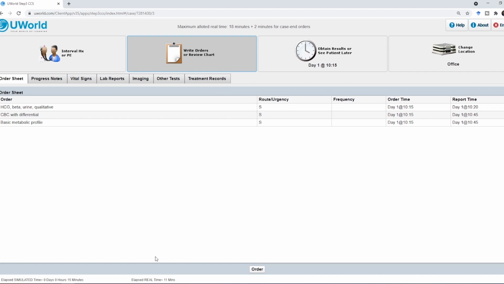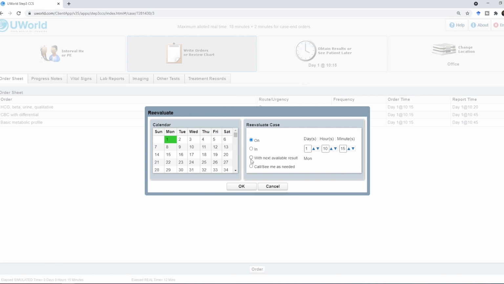You can see here that real time has elapsed by 11 minutes, which means we've been discussing this case for 11 minutes, and we have for this case 18 minutes to finish the case, while the elapsed simulated time is only 15 minutes, because we advanced the clock to do the physical examination, which took 15 minutes. So now we can go to the clock and advance it to the next available result to see the results of these diagnostics we ordered.